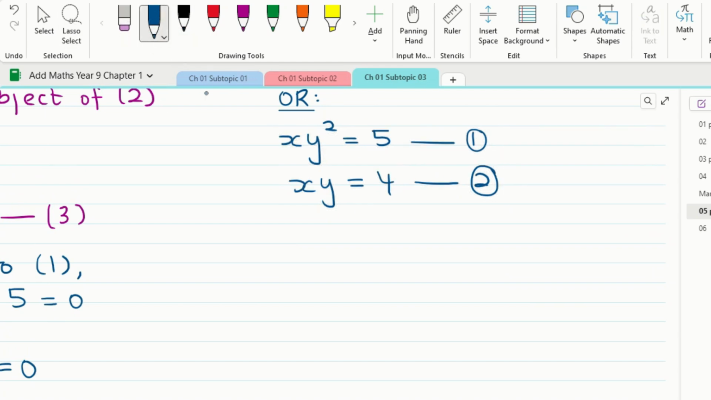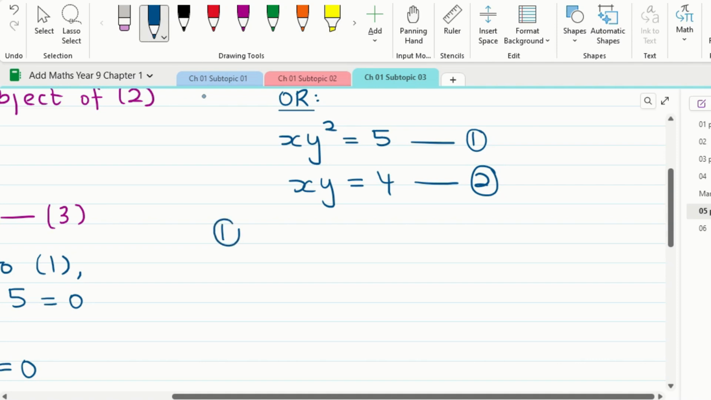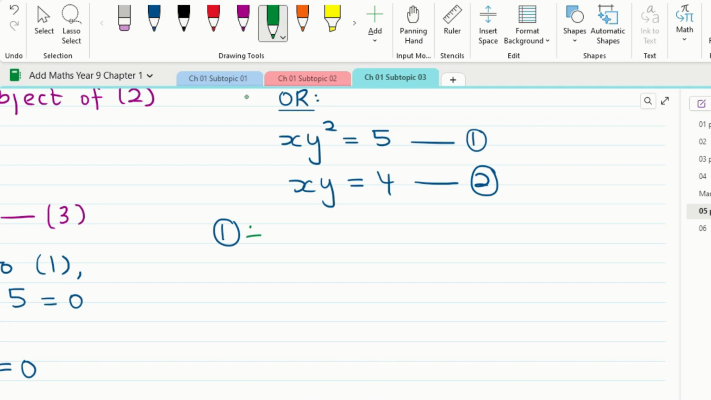So here, what you can actually do and check is xy on the left hand side of equation number 1 and xy in the second equation. So in the second equation on the left hand side, what you can do is try this: equation number 1 divided by equation number 2.